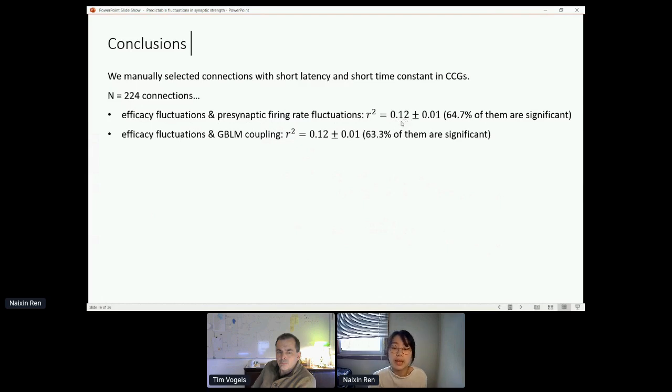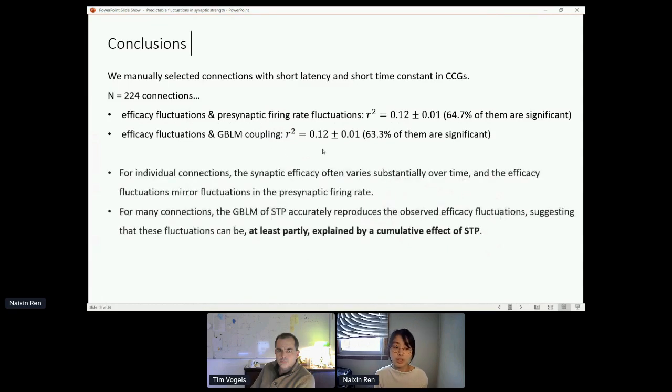But you need to note that in some of the connections there's no clear relationship between efficacy and presynaptic firing rate. And we found that in those 224 connections, more than 64% of them are significant. And we are also interested in whether GBLM coupling is able to reproduce the fluctuation in efficacy. And here, the average R-square between these two is still at the same level. And again, more than 63% of them have a significant correlation between efficacy and GBLM coupling.